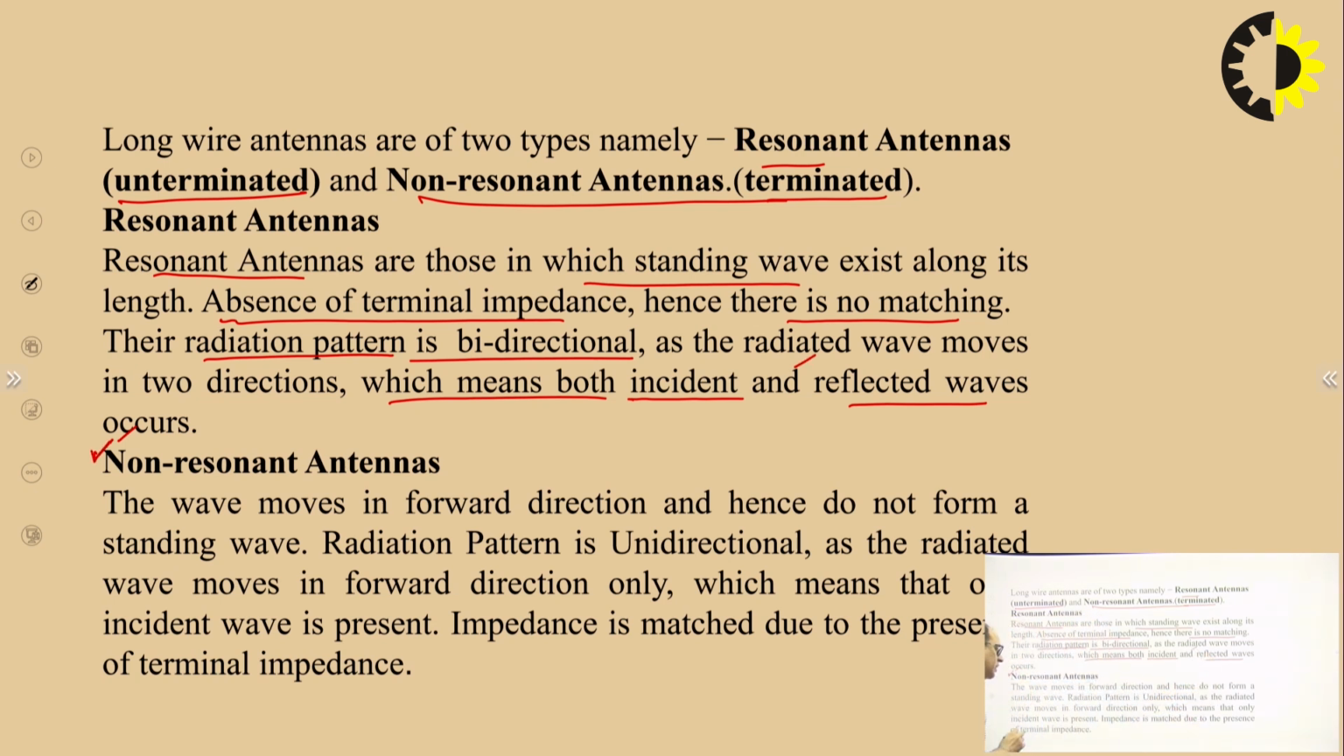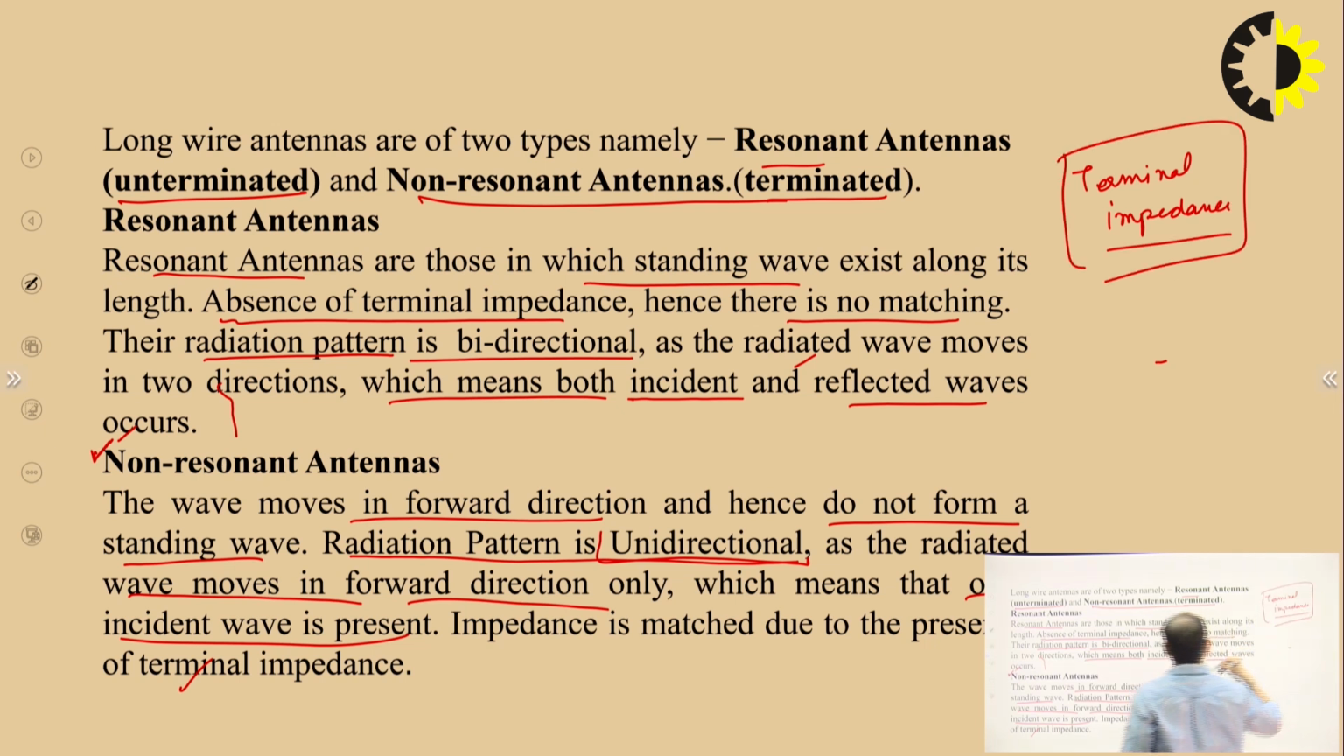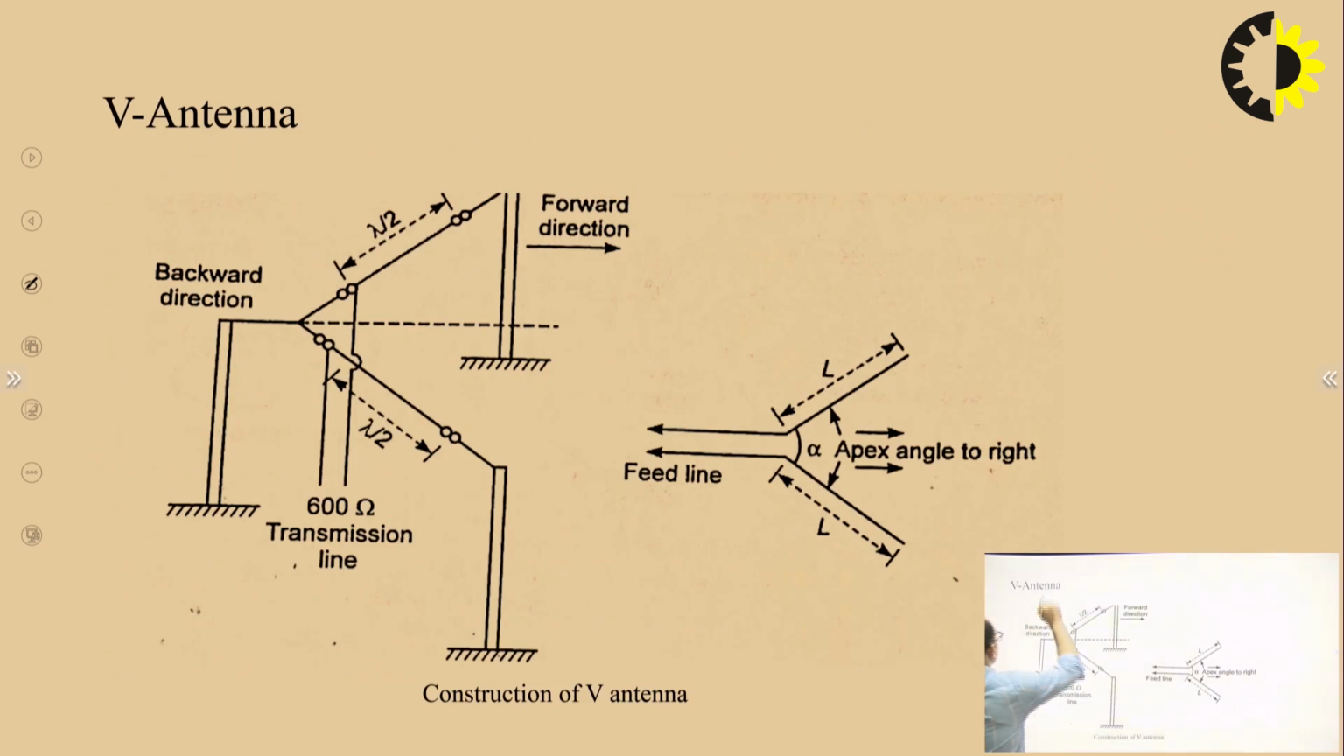Now, in the non-resonant type of antennas, as I have already told you, the wave moves in the forward direction, so they do not form a standing wave due to the presence of the terminal impedance. Due to the presence of terminal impedance, the radiation pattern is unidirectional, as the radiated wave moves only in the forward direction, which means there is only an incident wave. You can say that if I want a unidirectional antenna, a unidirectional radiation pattern, there should be a terminal impedance. So these are the examples of long wire antennas.